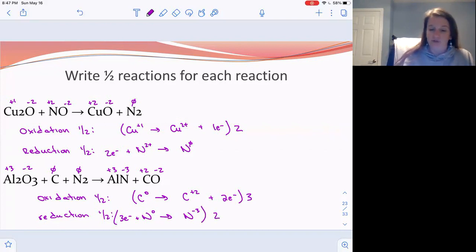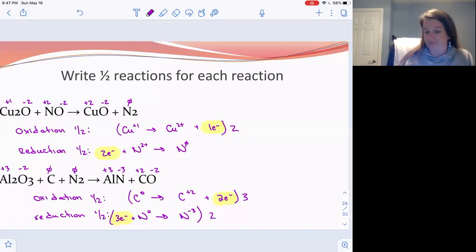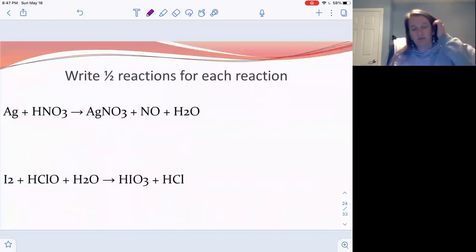All right. Now notice that the oxidation half reactions are always going to have the electrons on the product side, and the reduction half reactions are always going to have the electrons on the reactant side. So that's an easy, quick way to tell whether or not a half reaction is oxidation or reduction, where these electrons are. So let's do a couple more examples here. I'm going to pop up these oxidation numbers here really quick.